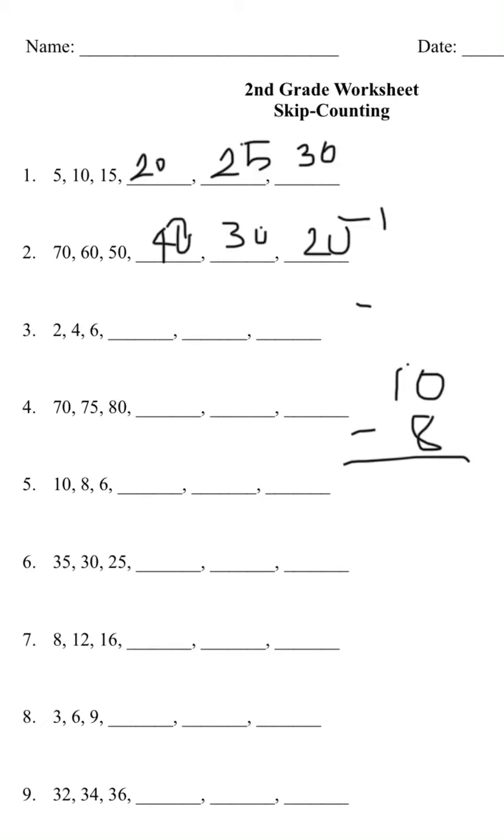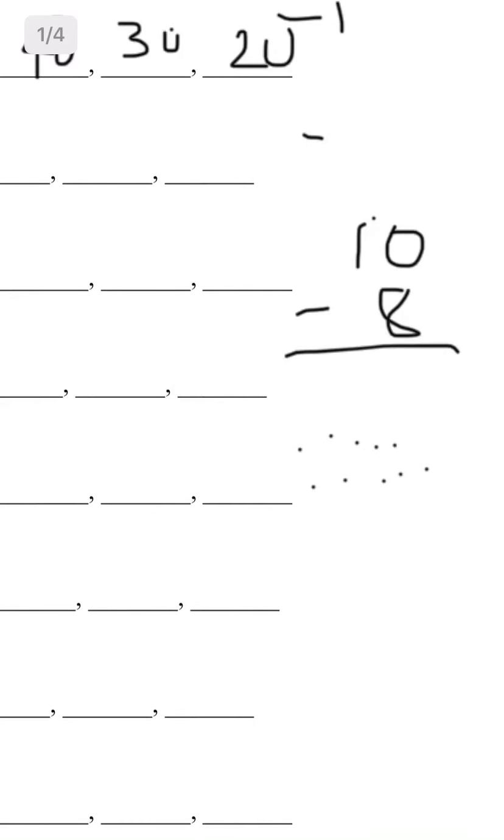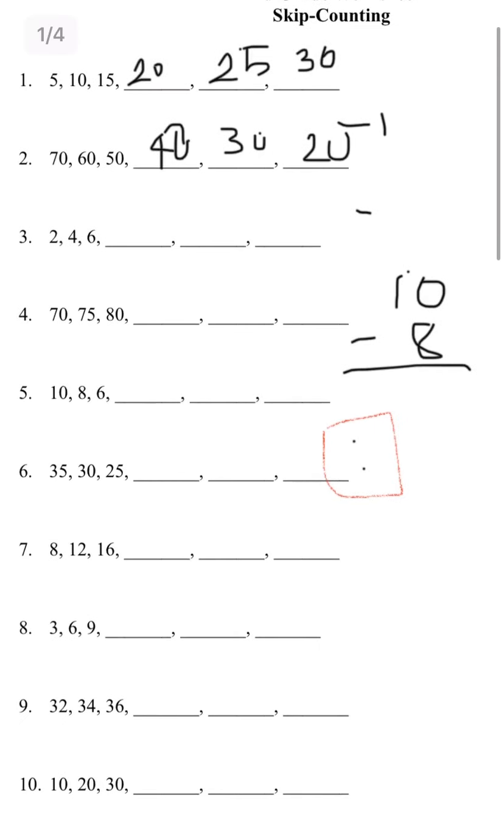8, 9, 10, right? We have 8, 5, 6, 7, 8, and then 9, 10. So we just have to add 2 more. Or let's just say that we have 10 circles here, and then we just get rid of 8. 1, 2, 3, 4, 5, 6, 7, 8. So we have 2 left, right? So our number is 2.